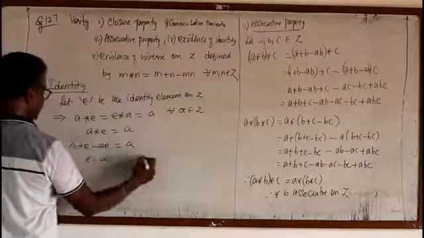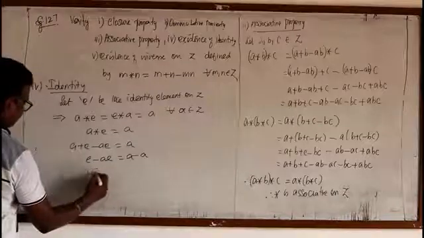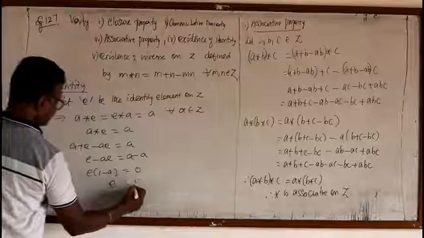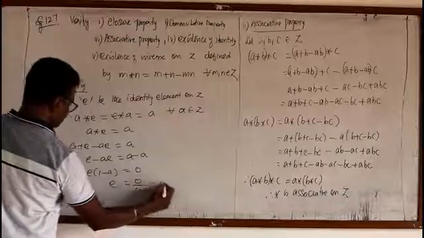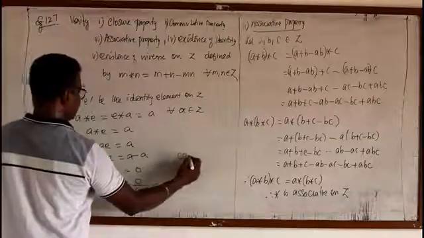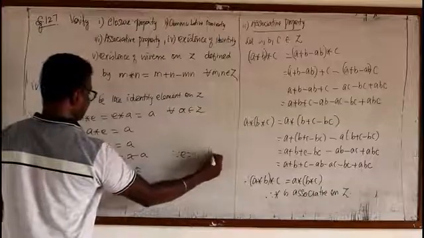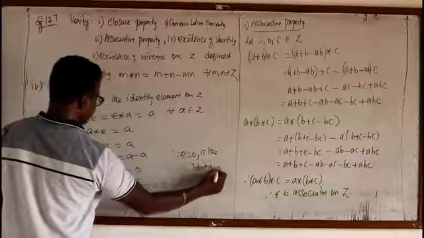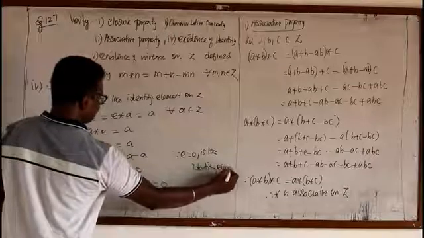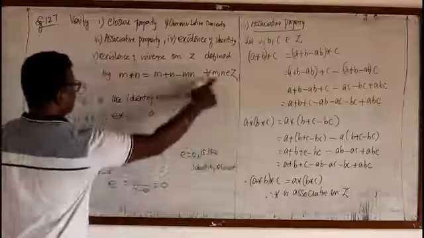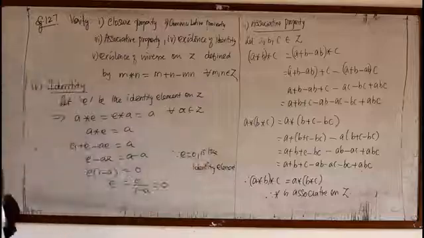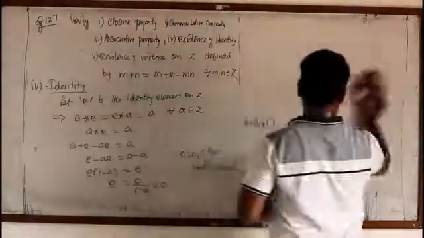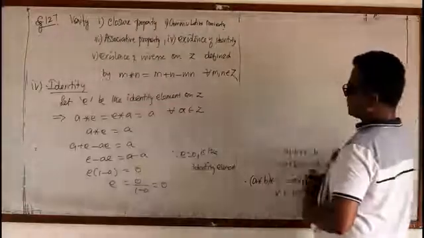When I take A to the same side, minus A. Here E is common: E into 1 minus A equal to 0. E equals 0 by 1 minus A, so E equals 0. Therefore, E equal to 0 is the identity element. So, does 0 belong to Z? Yes, it also belongs to Z. Therefore, E equal to 0 is the identity element. Now, we should go for finding the inverse.